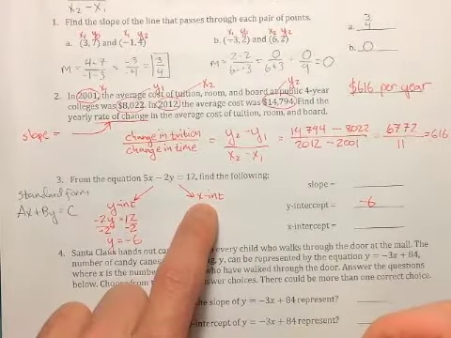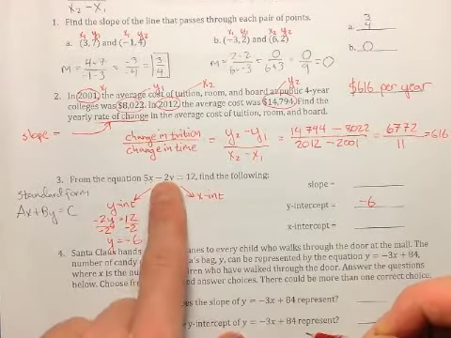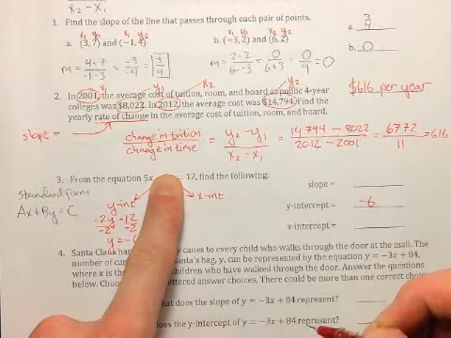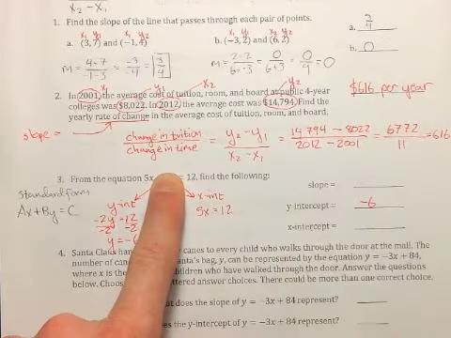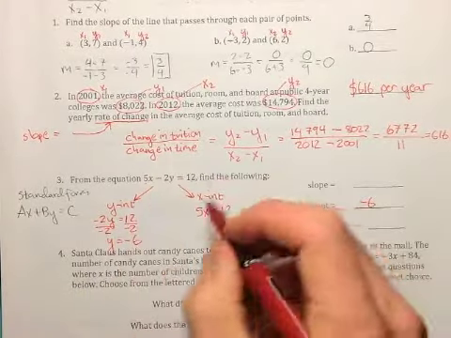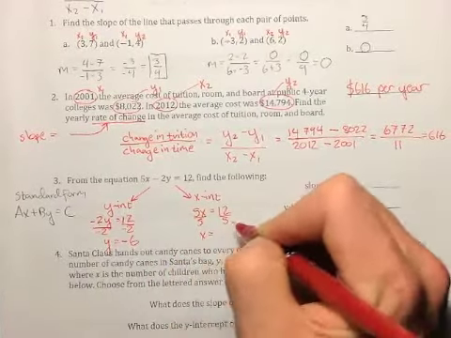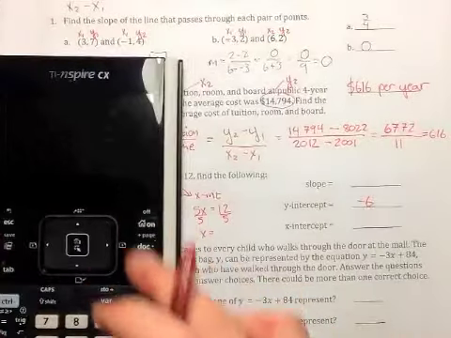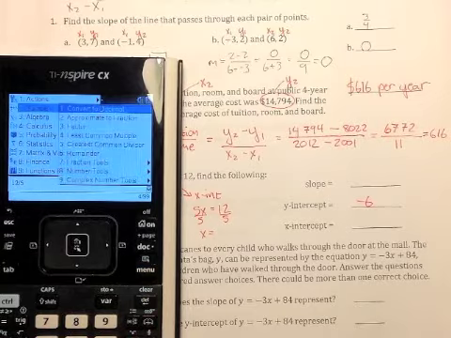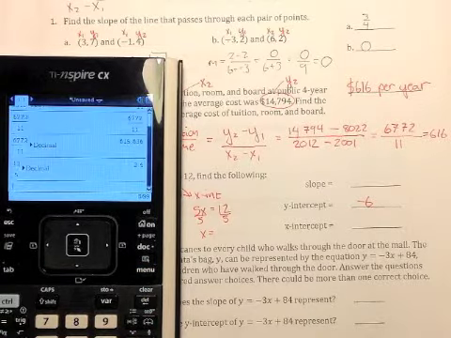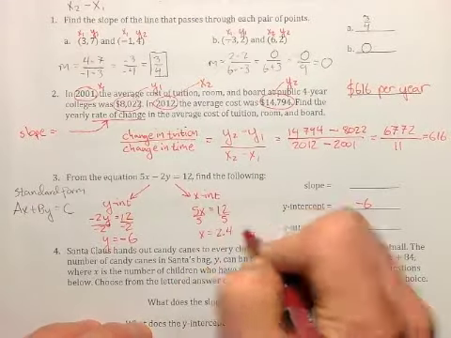Except this time, the x-intercept is where y is 0. So I'm going to put my finger over the y. Now we have an equation that says 5x equals 12. Now let's solve that equation for x. Divide both sides by 5. So x equals 12 over 5. And we can find the decimal approximation of that. 2.4. Okay? So the x-intercept is 2.4.